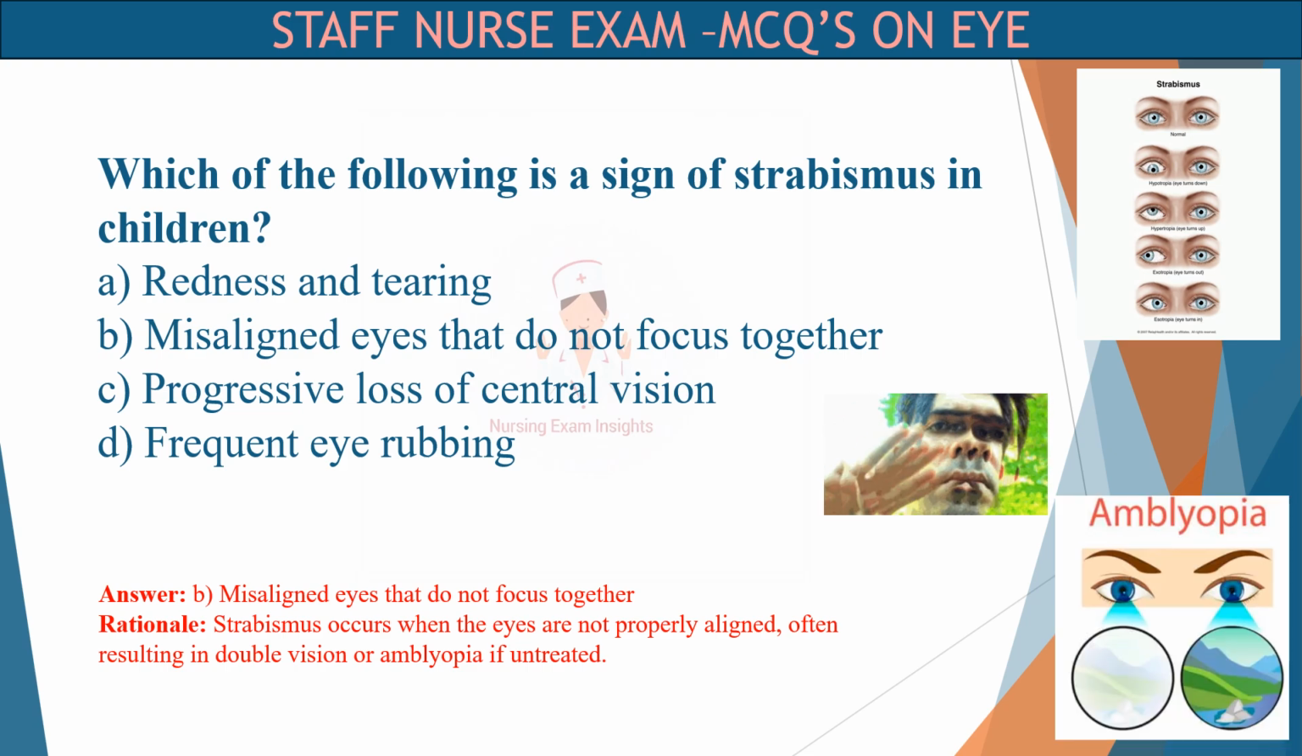Amblyopia is also known as lazy eye, which is a common eye condition that occurs when the brain doesn't fully process the visual input from the eye.